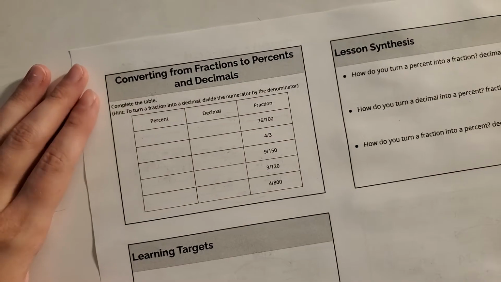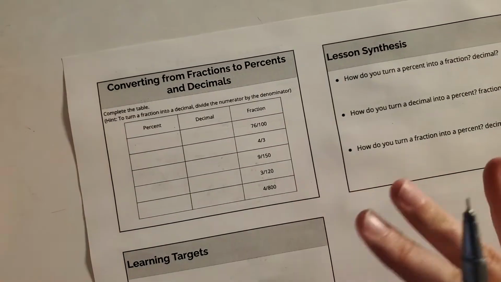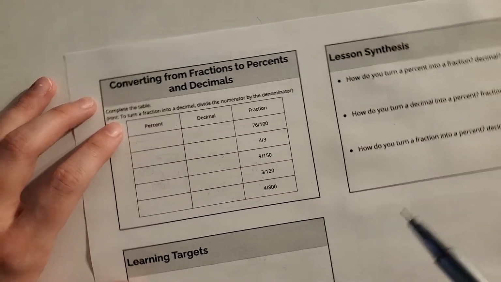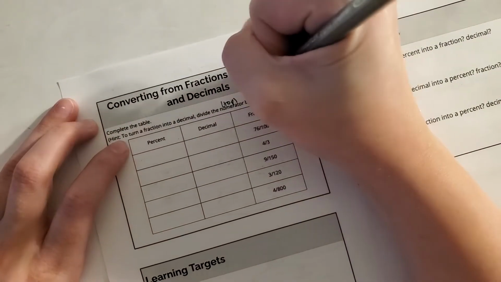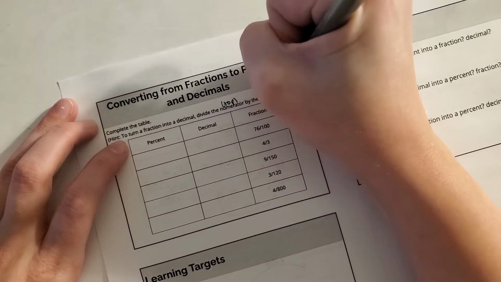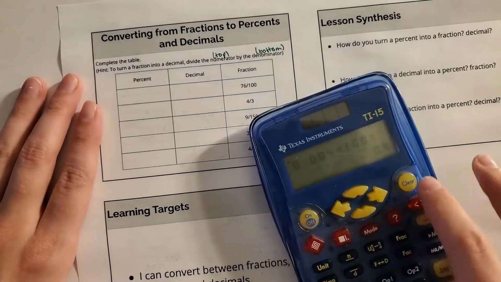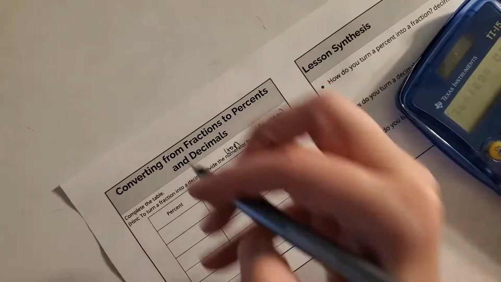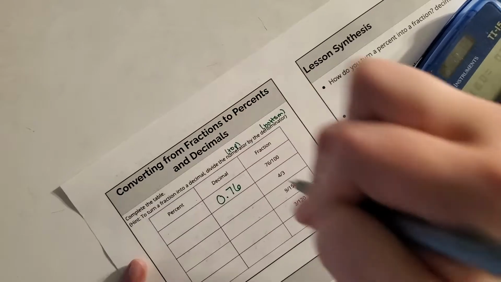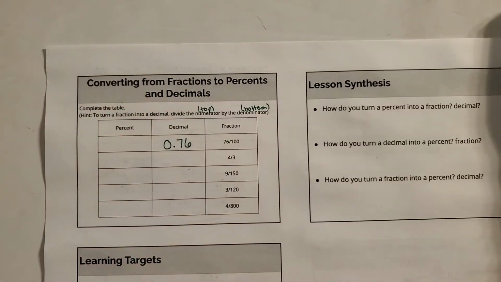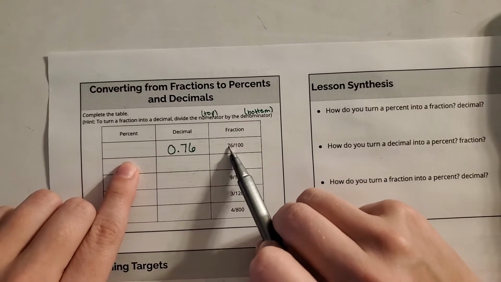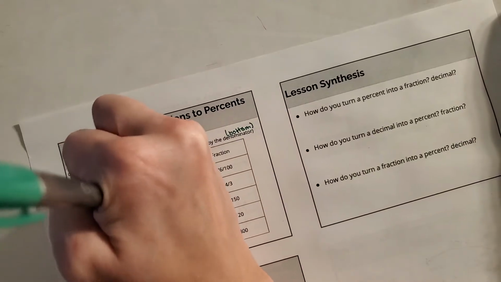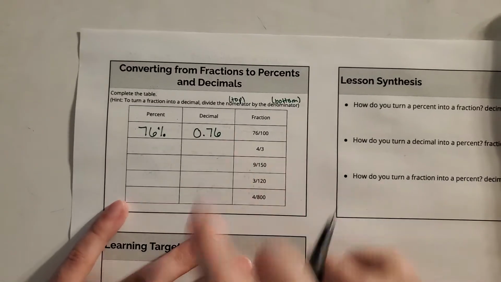Okay, last we have fractions, and we're going to turn them into percents and decimals. To turn a fraction into a decimal, divide the numerator by the denominator, divide the top by the bottom. Our first one is 76 divided by 100, which is 0.76. We know that this is out of 100, so our percent is going to be 76 because a percent is out of 100. So that one was easy.